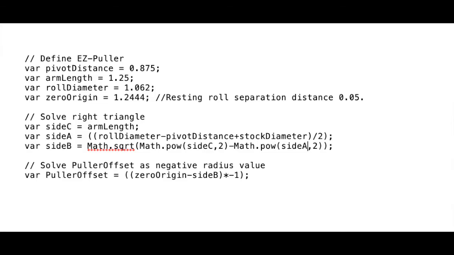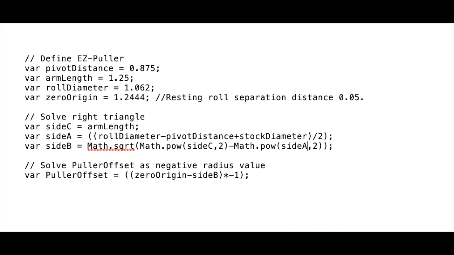This is the code I ended up implementing in the post-processor. I started with a few variables. Pivot distance is the distance between the pivot points. The arm length is 1¼ inches, and the roll diameter is 1 1/16. The zero origin is actually the length of side B when the Easy Puller is at rest. Side C is just my arm length, 1¼ inch.